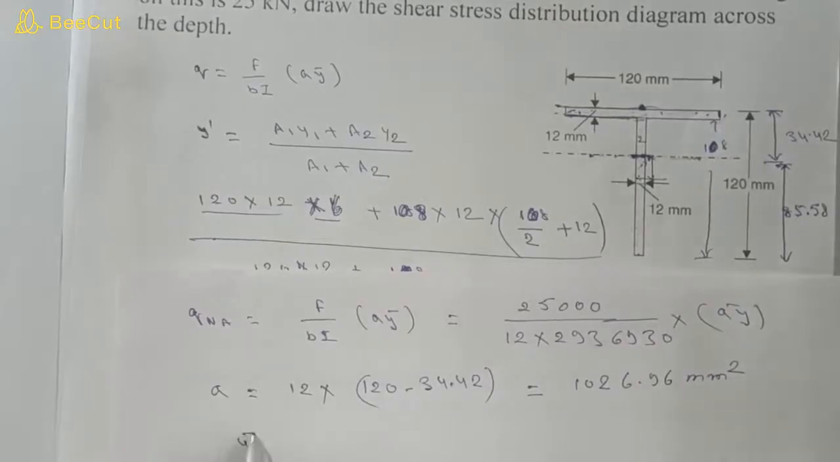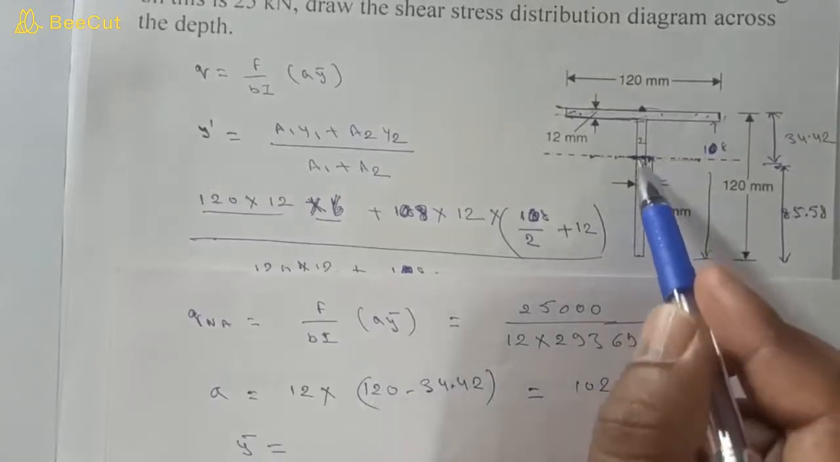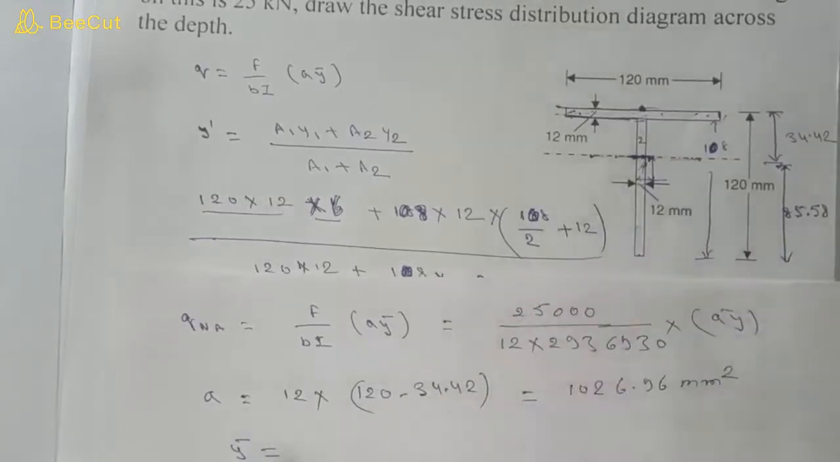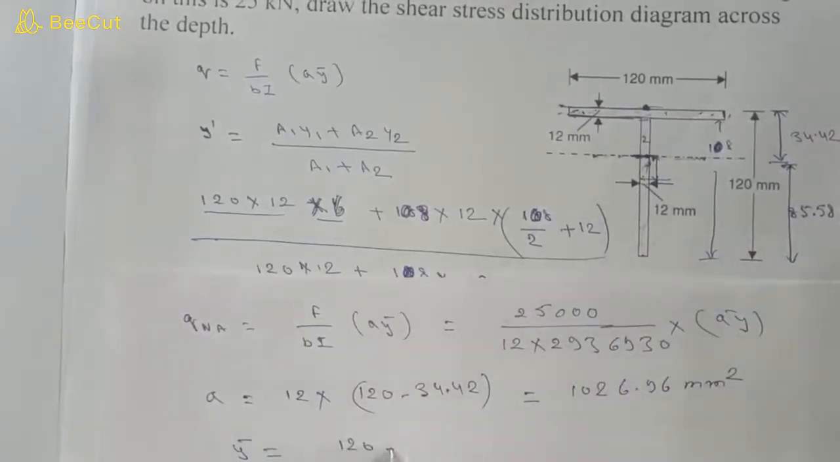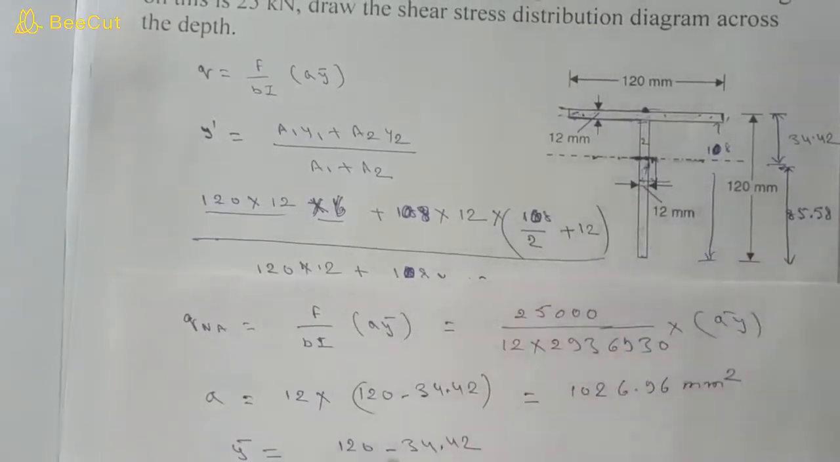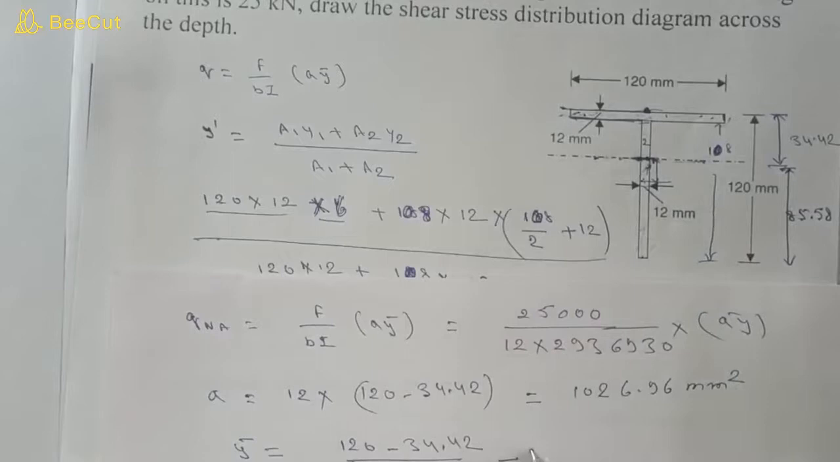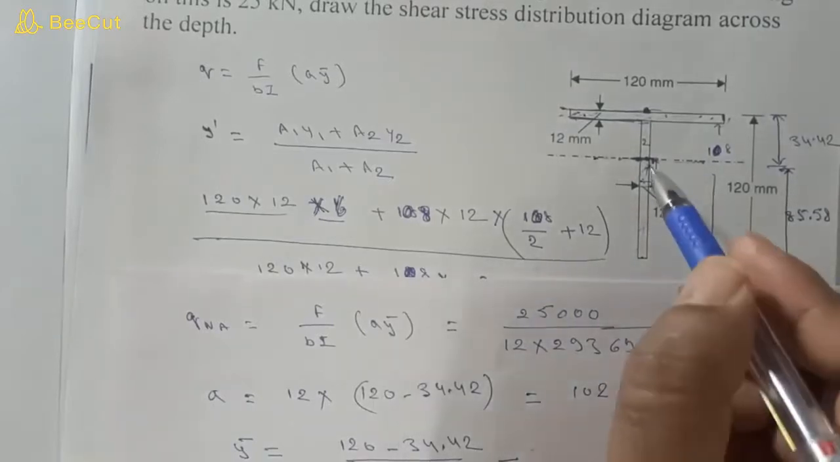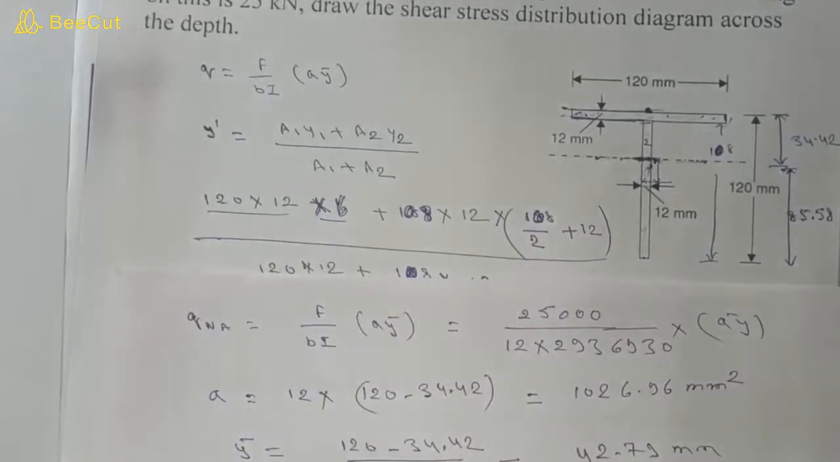So what will y bar be? Y bar will be the distance of the neutral axis from the centroid of this portion, which will be 120 minus 34.42, the height of this portion, divided by 2, which is the centroid of this portion, measured from this point. So it will become 42.79 mm.